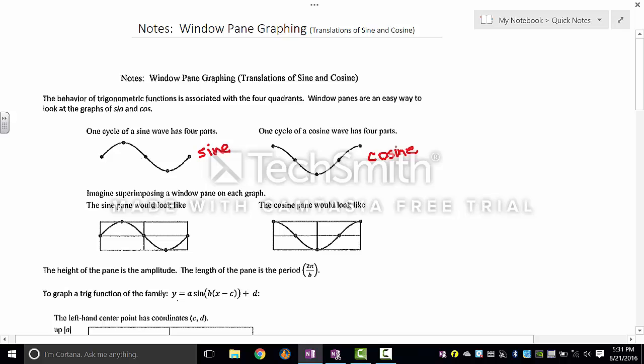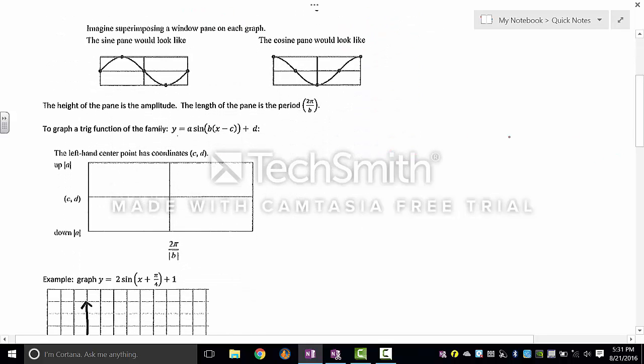Today we will look at translating the sine function and the cosine function, and we will put our translated graph in a window pane. The basic graph of a trig function, the A is your amplitude, and again that is your height.